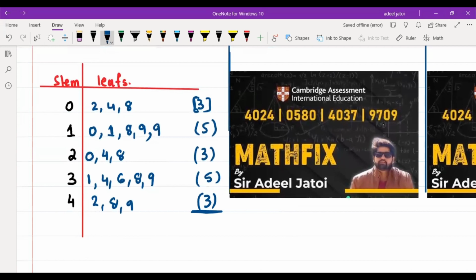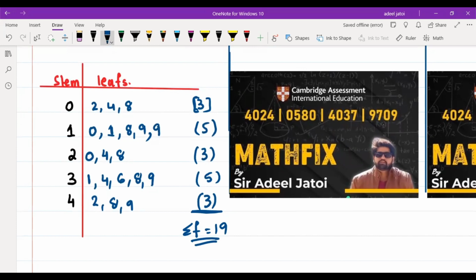The total data we will have will be the sum of the frequencies, which is summation of f. 3 plus 3 is 6, 6 plus 5 is 11, 11 plus 5 is 16, 16 plus 3 is 19. So this is 19 in total. That means the total number of data values is 19.